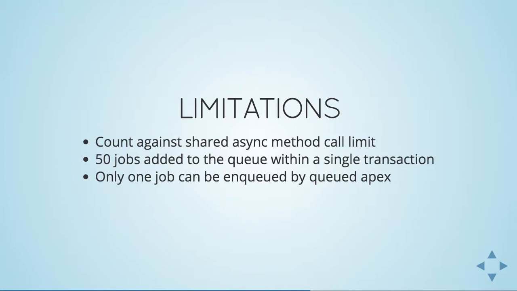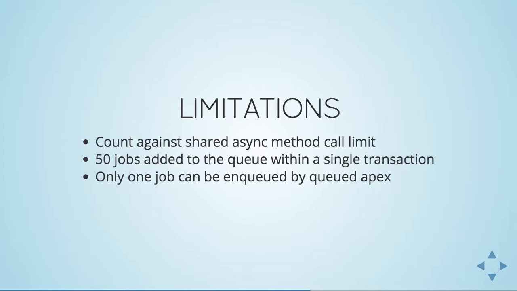Okay, so even with using Queueable Apex to run your asynchronous logic, there are some limitations. First of all, each queued Apex call counts against a shared governor limit, which is calculated over a rolling 24-hour period, and I believe at this point it is 250,000 or 200 times the number of users in your org. You can also enqueue only 50 queued Apex jobs in a single transaction.